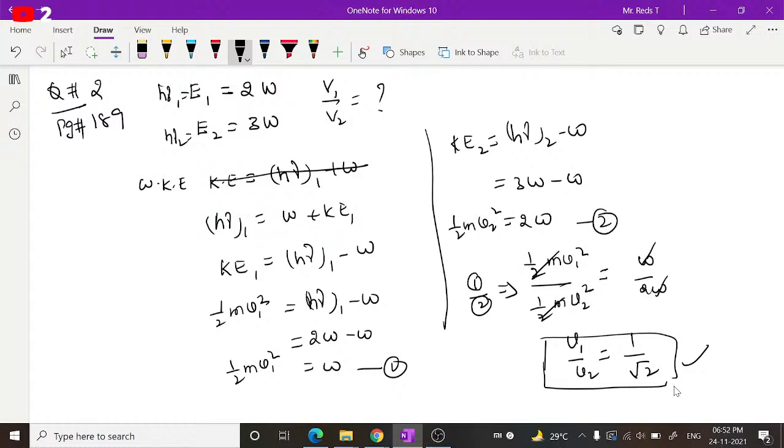What is given here is, the question is the energy of emitted photoelectrons from the metal is 0.9 electron volts. Let's see the next one.